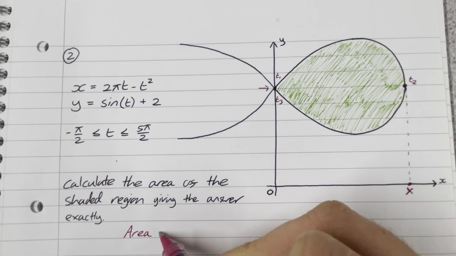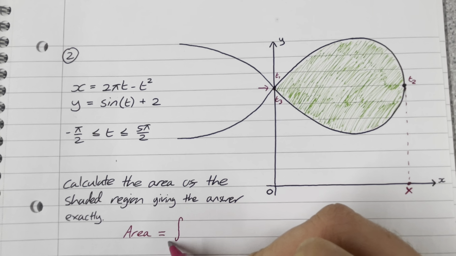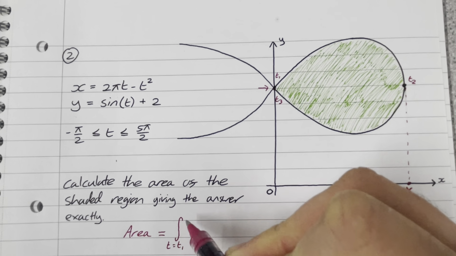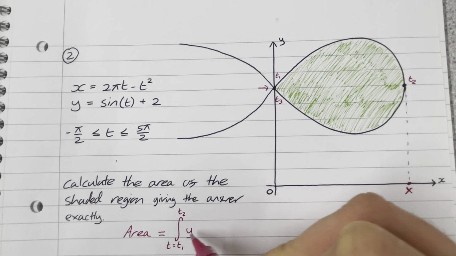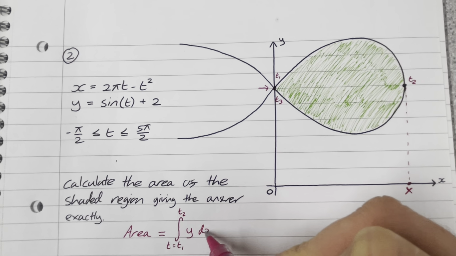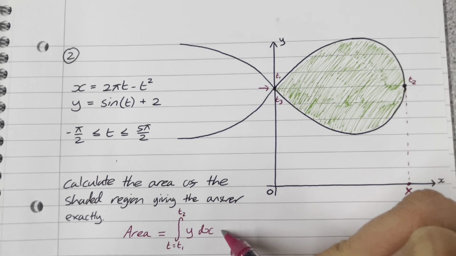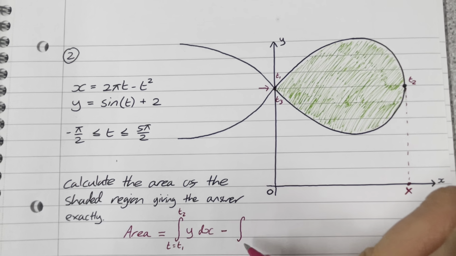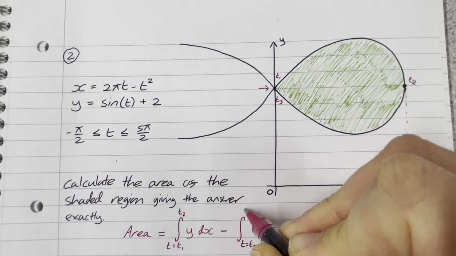So the area that I want is going to be equal to the integral for the top curve, which is t equals t1 up to t2 of y with respect to x. And I've emphasised that it is t equals t1 rather than x equals 0. I've already kind of changed the limits, if you like, minus the integral from t equals t3 to t2.